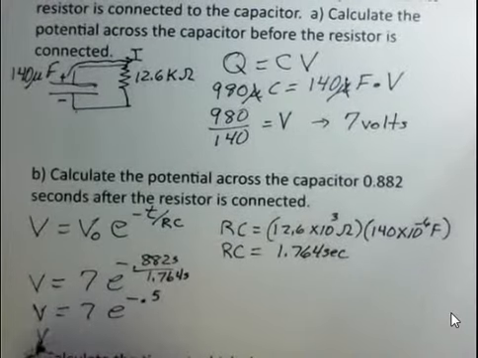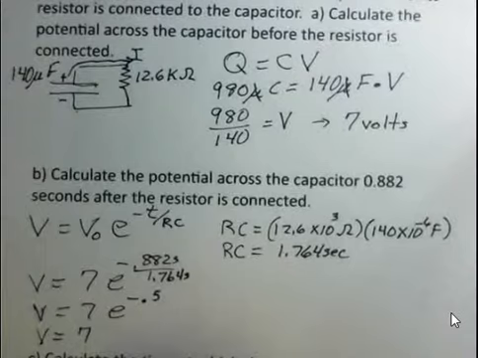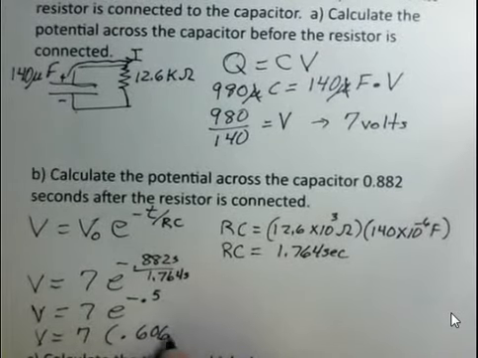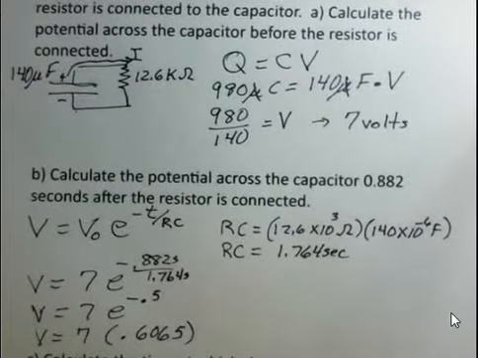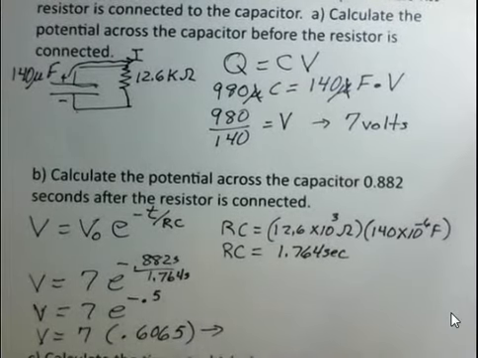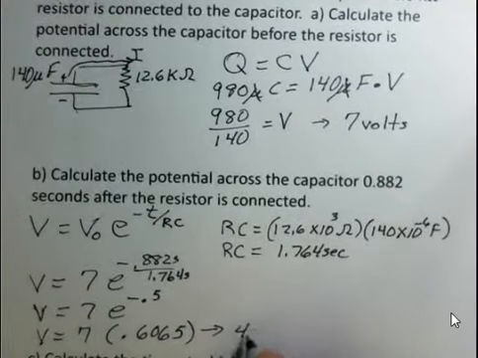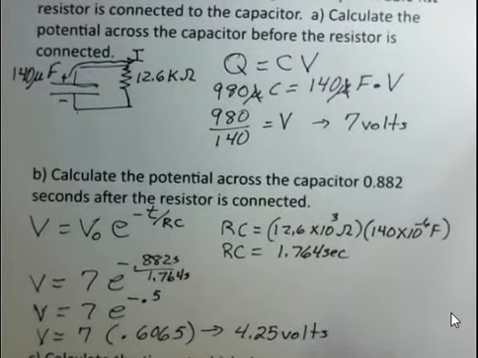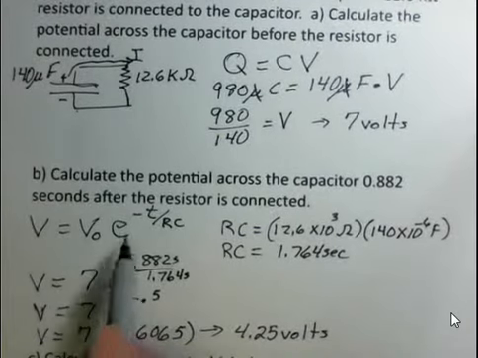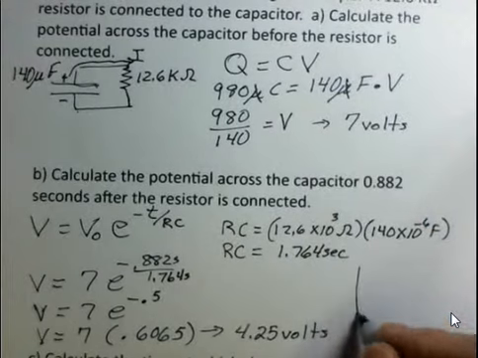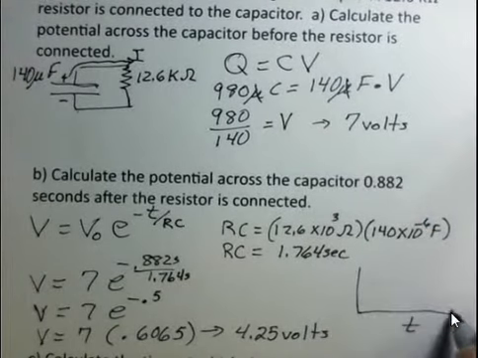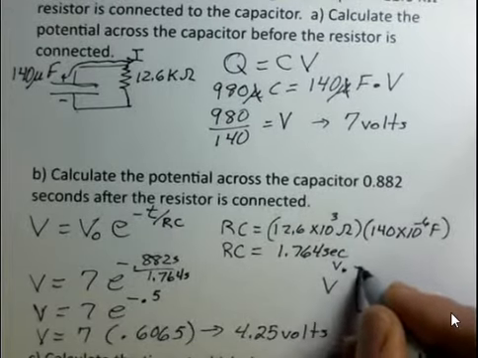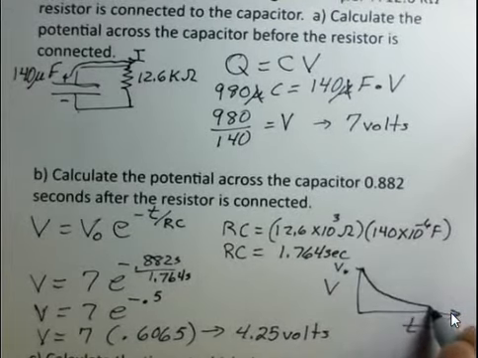But when you do that on your calculator, you should obtain 0.6065 for the value of the exponential. And multiplying these two together, we find 4.25 volts, not 3.5. This is a nonlinear process. It's an exponential. And actually, the way the voltage is changing over time, the voltage of the capacitor starts at V0 and then follows an exponential curve down towards 0.